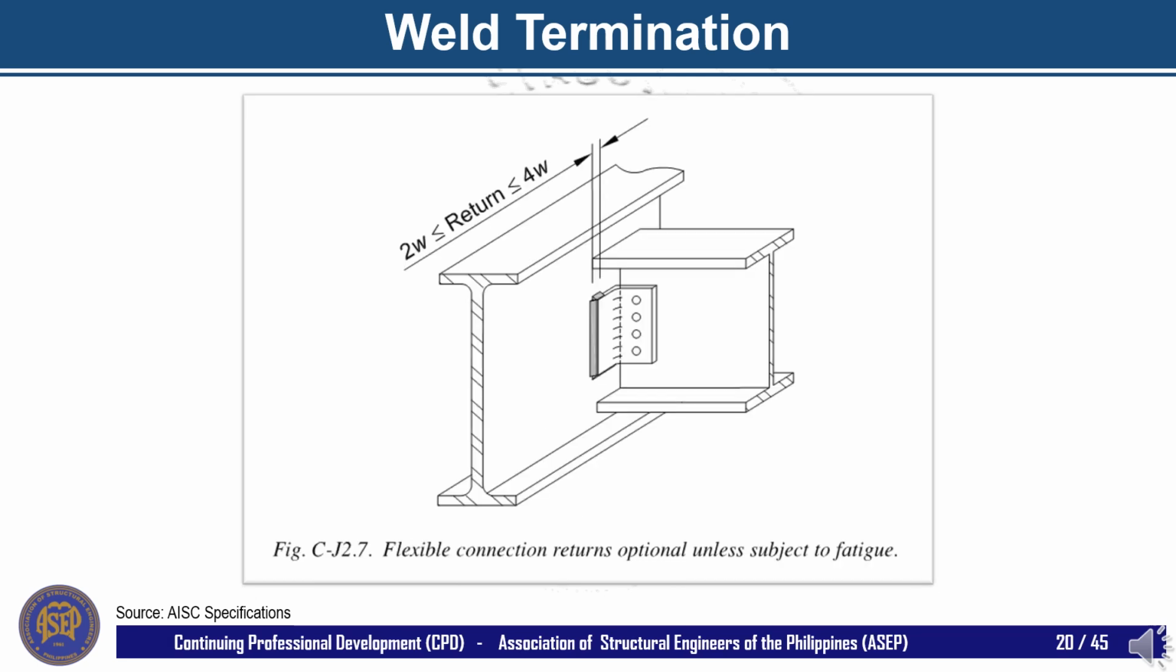A second special condition involves attachments where flexibility is expected, as is the case with the simple clip angle connections as shown in this slide. AISC requires that when end returns are used, they should not exceed 4 times the weld size, nor half the width of the part. This permits the unwelded portion of the member to flex, and end returns are typically supplied for this situation to preclude straining about the weld root of the fillet weld.